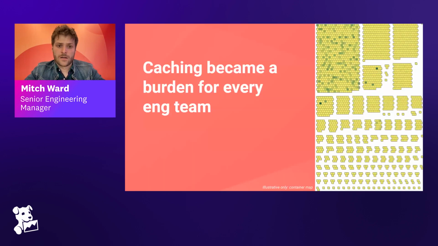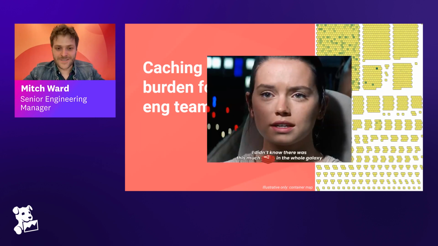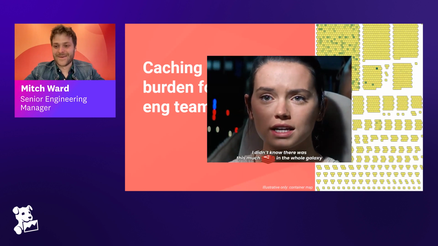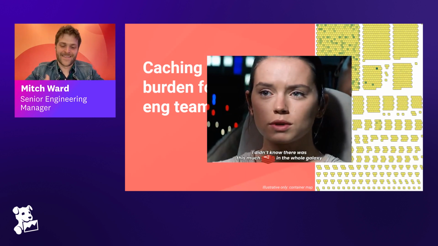Caching was just running everywhere, and every engineering team was having to think about their Redises when they just wanted to focus on the product. And here on the right, this is an illustration, but this is a Datadog container map. Truly, this is what it looks like, where there were so many different cache deployments of different shapes and sizes. And when I saw this, I was thinking of Rey from Star Wars when she was saying that she didn't know there was this much Redis in the whole galaxy. So there was a lot we wanted to do here, and that's where we started.